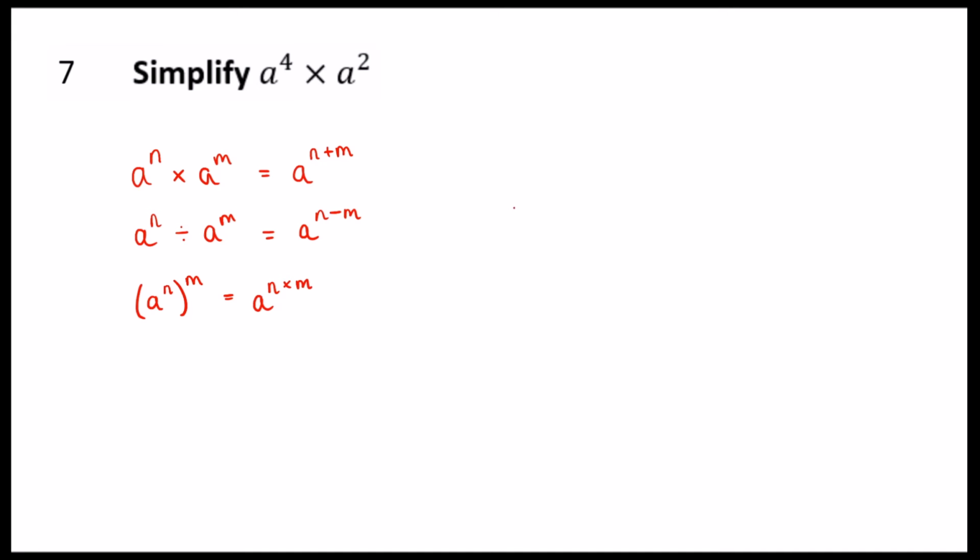Relating this back to our question, we have a to the 4 times by a squared. Now, because we're timesing, it's very much like this first law here where we add the powers. So this is the same as a to the power of 4 plus 2, and we know that 4 plus 2 is 6, so a to the power of 6 is our answer.